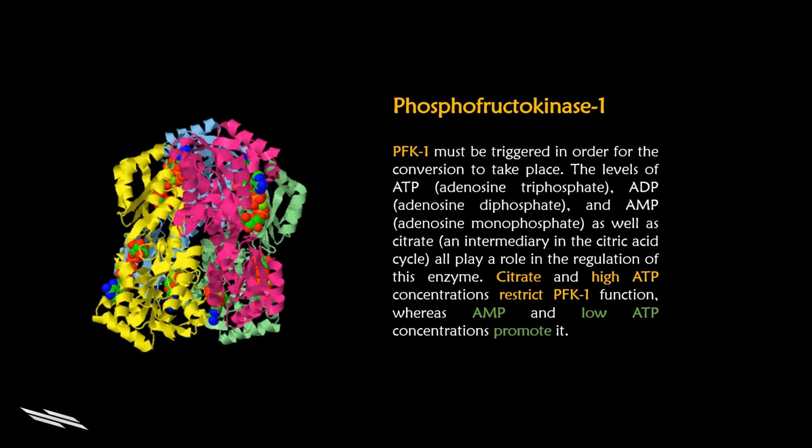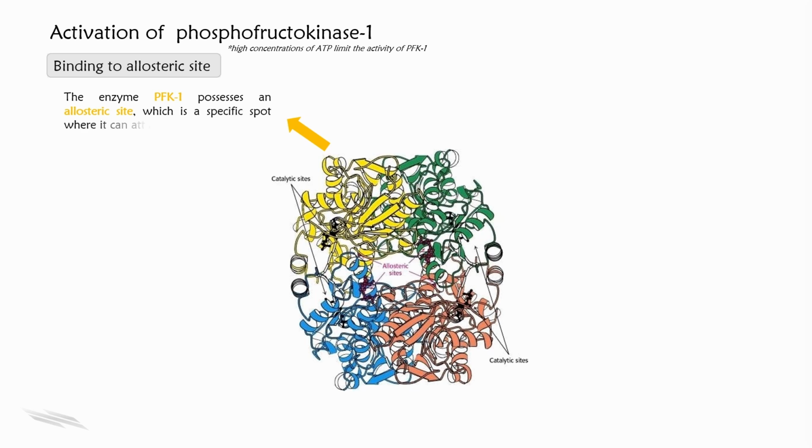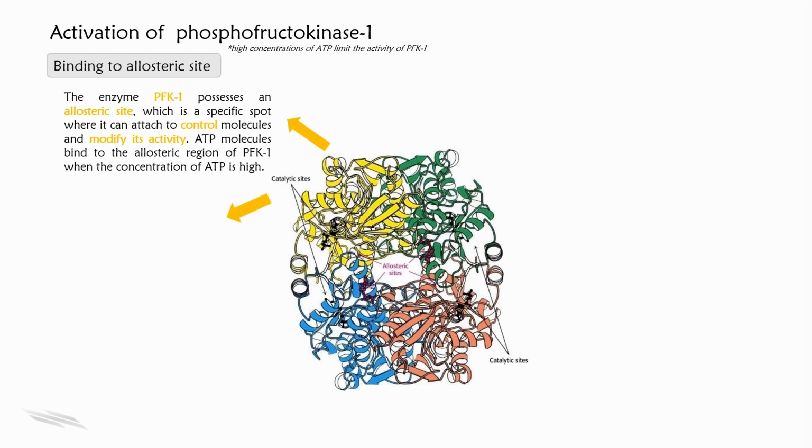The amount of ATP in the cell affects the activation of PFK1. High concentrations of ATP limit the activity of PFK1 because they function as a negative allosteric regulator of the enzyme. Binding to allosteric site. The enzyme PFK1 possesses an allosteric site, which is a specific spot where it can attach to control molecules and modify its activity. ATP molecules bind to the allosteric region of PFK1 when the concentration of ATP is high.